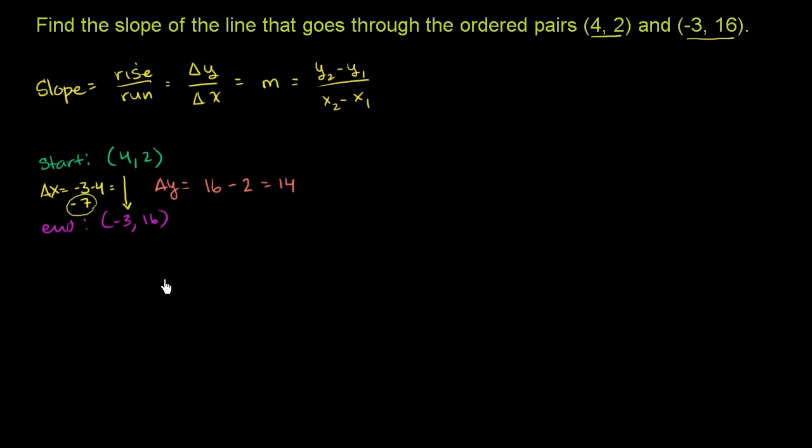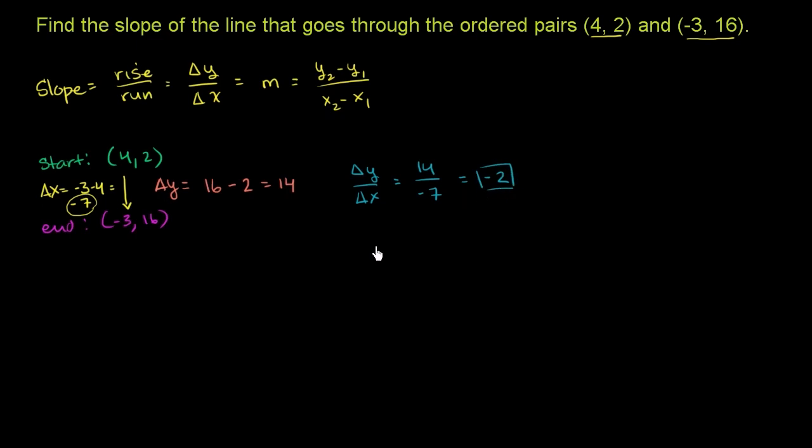So what is the slope over here? Well, the slope is just change in y over change in x. So the slope over here is change in y over change in x, which is our change in y is 14. And our change in x is -7. And then if we want to simplify this, 14 divided by -7 is -2.